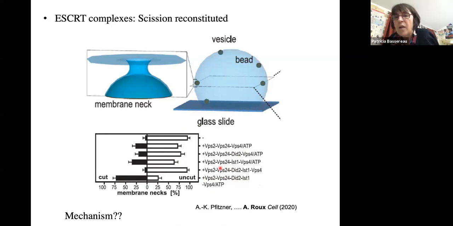But so far, I would say we still have a question related to the mechanism, because it's not like dynamin, it's still in debate how the fission takes place.